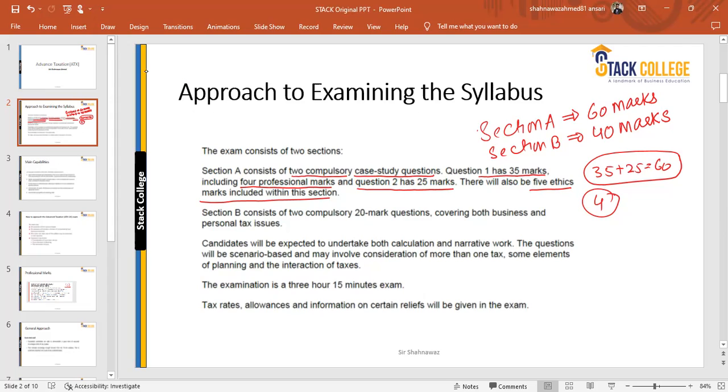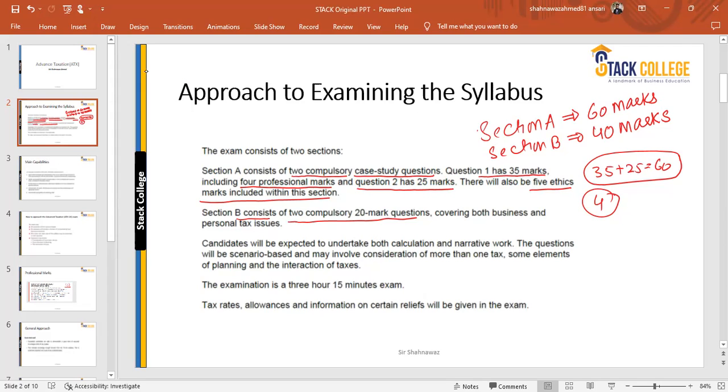Now, as far as Section B is concerned, there are 2 compulsory 20-mark questions, which cover the corporation aspects as well as the personal tax issues. Compared to Section A, the Section B questions have less information, less burden in terms of information. Section A questions are always very lengthy and have multiple tax issues, multiple requirements. So students find it difficult to attempt Section A questions, and they find it very easy to attempt Section B type questions.